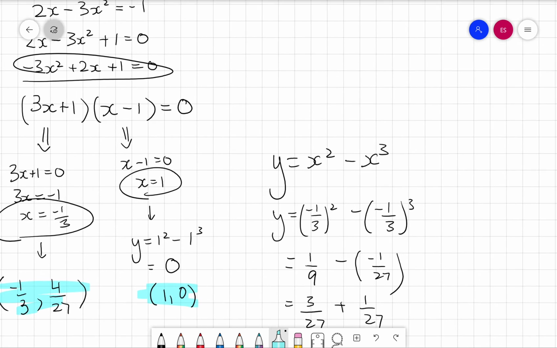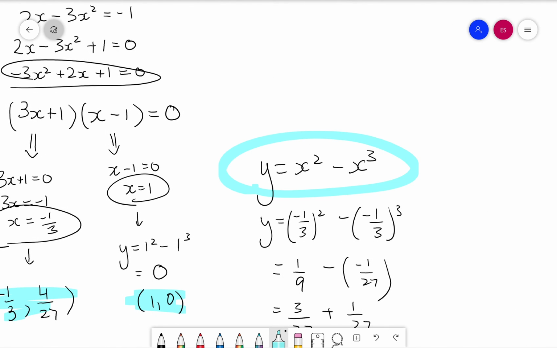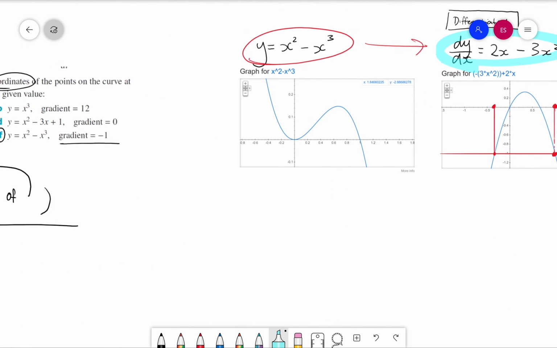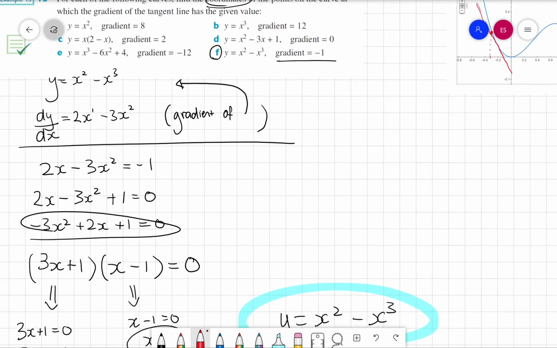And if we look at this curve here, our original curve, graphed up here, you'll see at negative 1/3, which is around about here, that tangent is going to have a gradient of negative 1, and this is going to be the same as here. Obviously, not very accurate from my pictures, but I hope this helps.